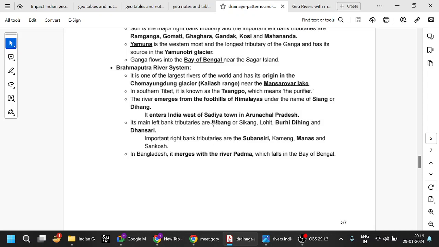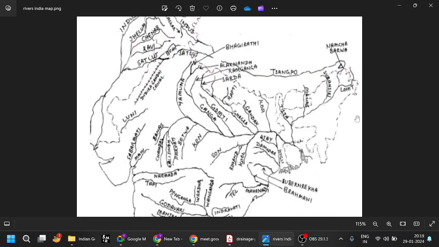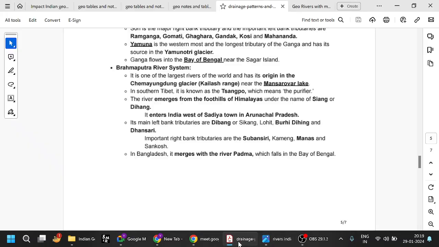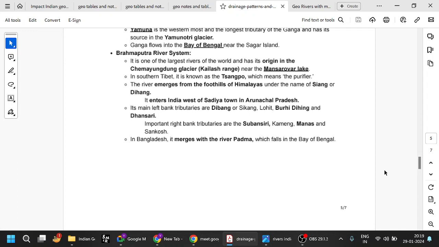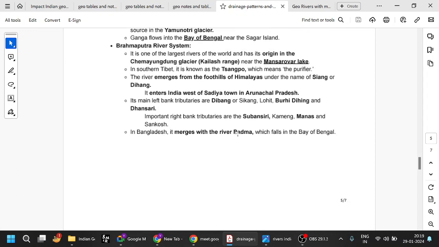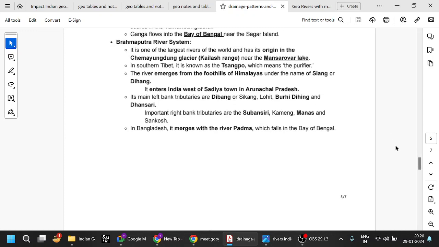Its main left bank tributaries are Dibang, Lohit, Dansari. You have here, see, Lohit, Subansiri, Dansari, Dihang. They are all here. So this map is very important. You have to keep studying this map again and again to understand where it is, what it is. And in Bangladesh it merges with River Padma, which falls into the Bay of Bengal. Important right bank tributaries are Subansiri, Manas, Manas means Assam, Subansiri, Kameng, and Sankosh.